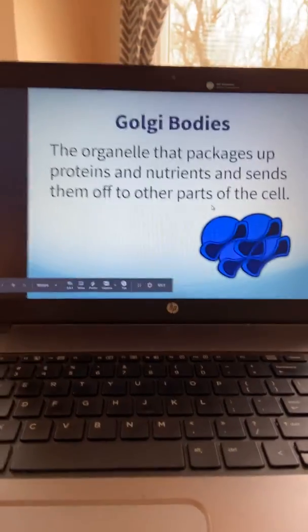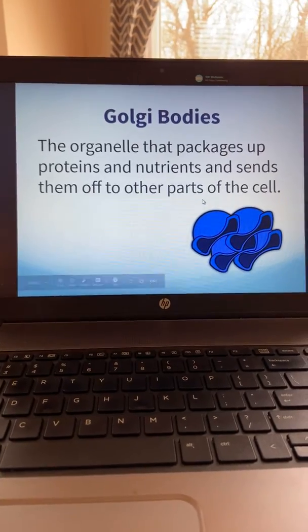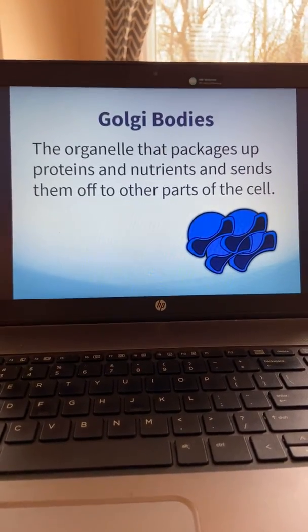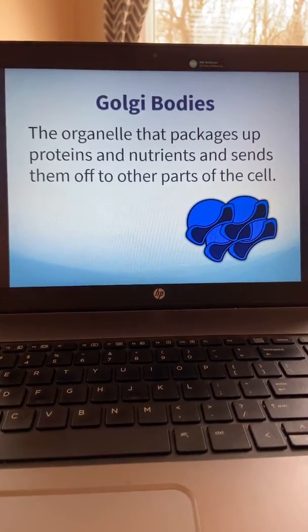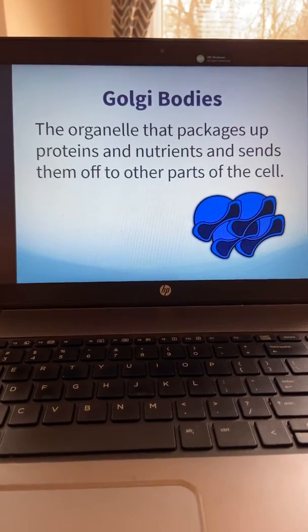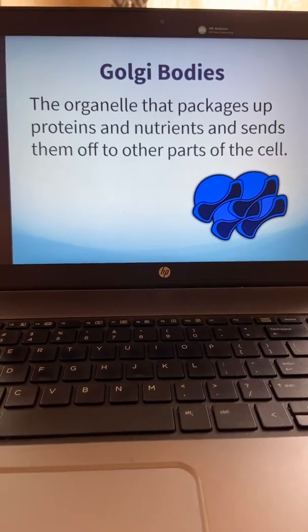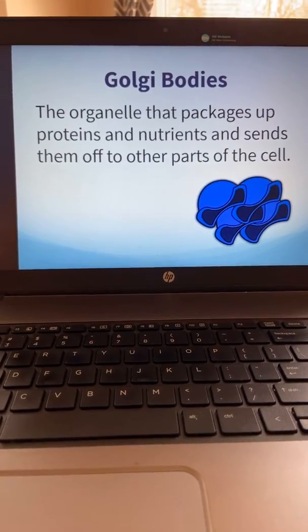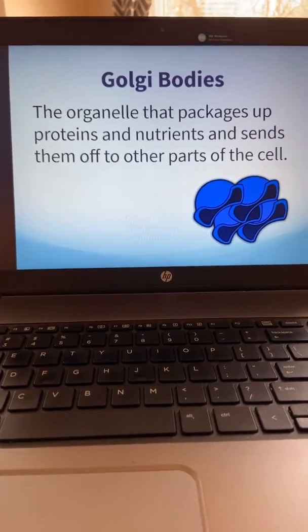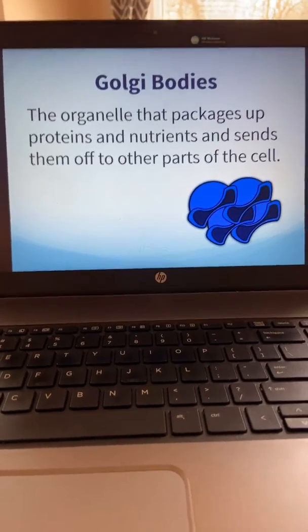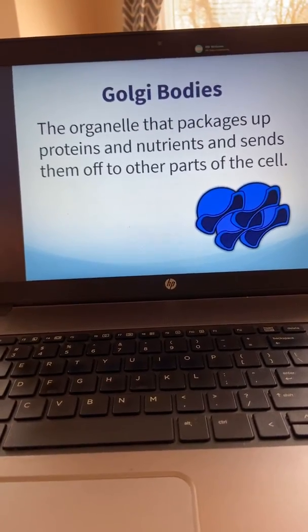Golgi bodies are the organelle that packages up proteins and nutrients and sends them off to other parts of the cell. I've heard in the past that this is like the Amazon of the cell, right? Amazon packages up things and sends them off. So the Golgi bodies are like the Amazon of the cell.